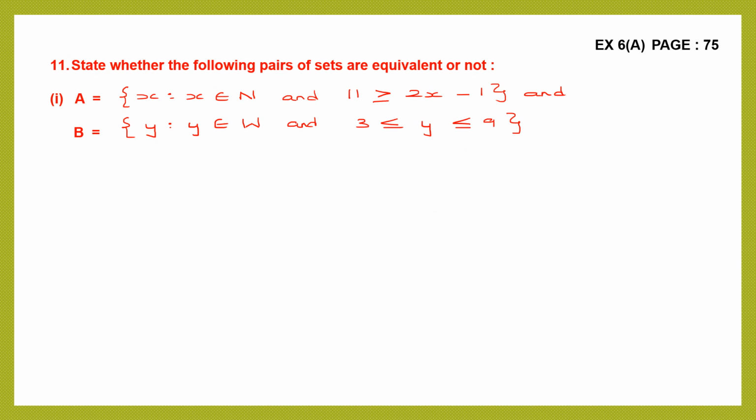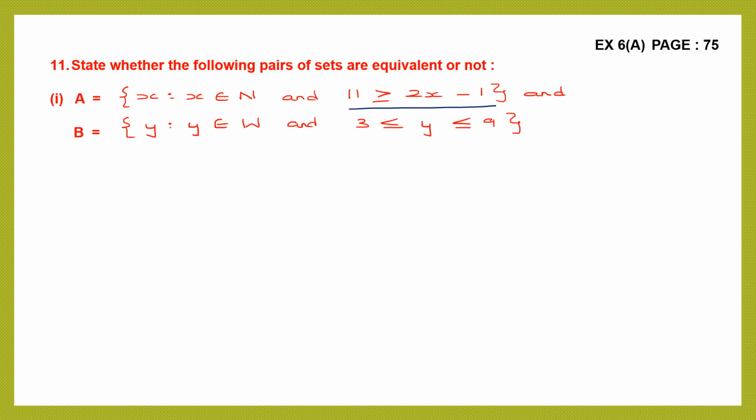So first let's look at set A. Set A here says x is such that x belongs to natural numbers. That means all the elements here are natural numbers. And look at this statement carefully. Now we're talking about x. So 2x is less than and equal to 11 and 2x minus 1 is less than and equal to 11. So we have to keep that in mind and solve it. So let's write this part here and find the value of x and get all the elements of set A.